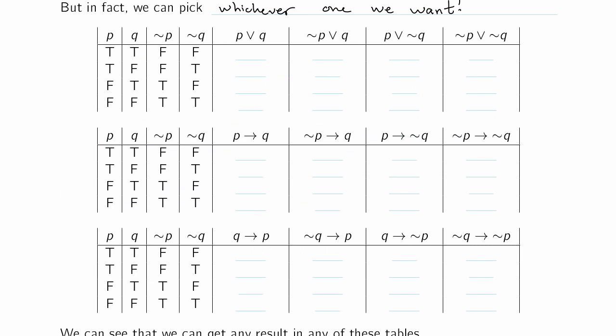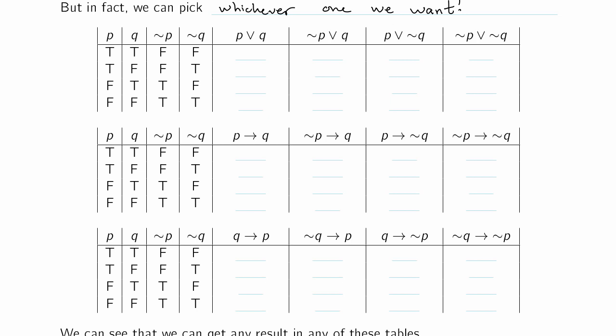Even more than that, there are actually 3 statements that we could have here, right? We could have a disjunction where order doesn't matter, or we could have a conditional with P first, or we could have a conditional with Q first. And it turns out that by working carefully with negation, we can actually get any column of 3 trues and a false using any of those connections.